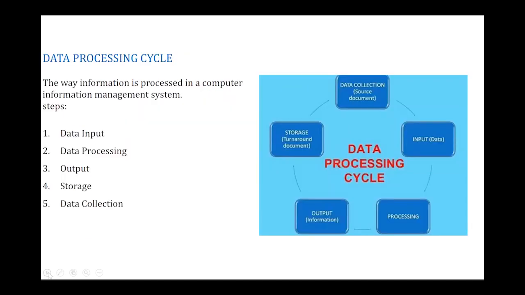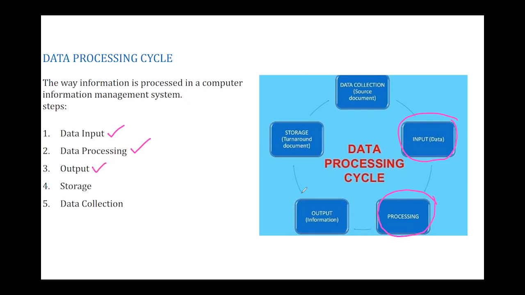Now that we know what data is, what a database is, what the difference is between manual and initial days, and which different methods we used, let us move on to the data processing cycle. How are we going to store or collect the data? We process the data, isn't it? So see here, this is the way information is processed in a computer information management system. These are the steps. First is data input: I take the data, I collect the data, and then I process it. Processing is nothing but collecting the required information from that set of data.